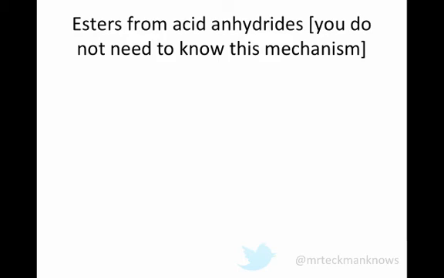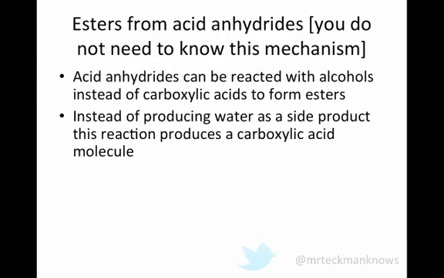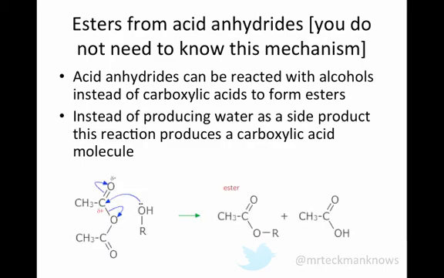But how do we make esters from acid anhydrides, and how is it different? Instead of producing water as our side product, we make a carboxylic acid molecule, and it will be one of the molecules of carboxylic acid that was originally in our acid anhydride. Now this shows the mechanism for it. You don't need to know the mechanism, but I think it's quite interesting. Our alcohol has come into the delta positive carbon on our acid anhydride, breaks this bond and forms our ester, but that also leaves a carboxylic acid.